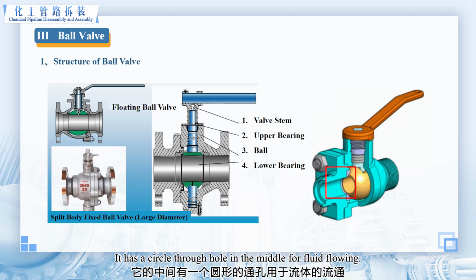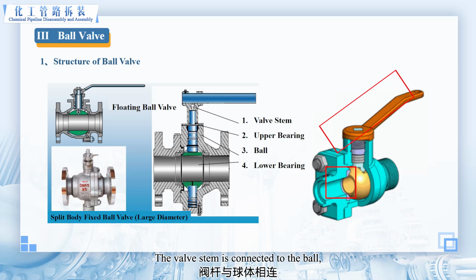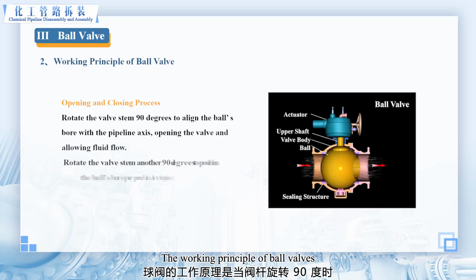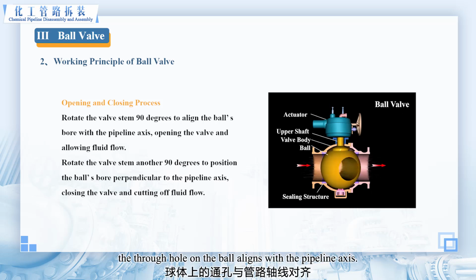It has a circular through hole in the middle for fluid flowing. The valve stem is connected to the ball. Rotating the valve stem drives the ball to rotate. The working principle of ball valves is that when the valve stem rotates 90 degrees, the through hole on the ball aligns with the pipeline axis.